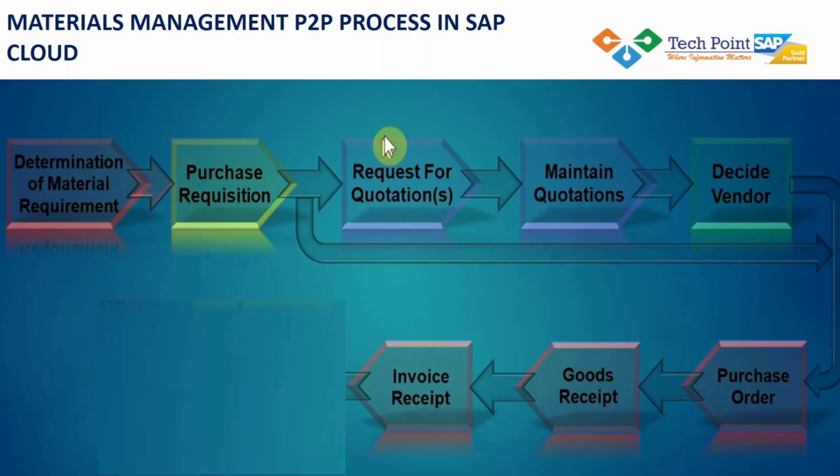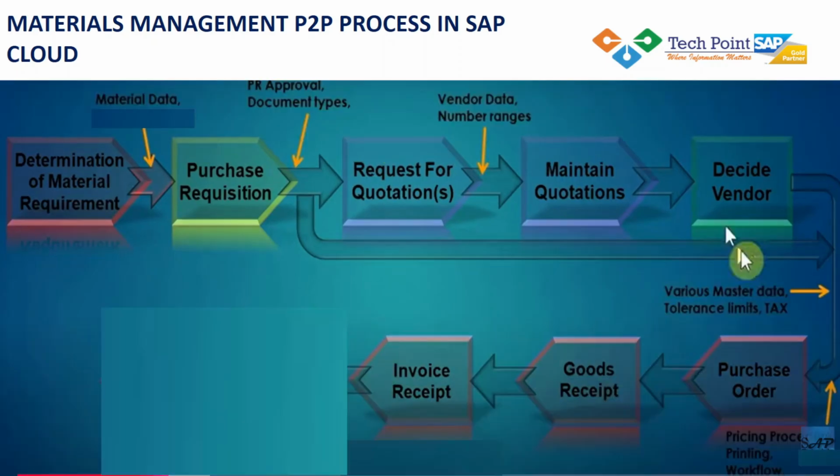Once the goods are received at the company premises, then gate entry is done and goods receipt is done at the stores, and subsequently the invoice receipt is done by the team. This is the complete process flow for the materials management P2P process. Now we will follow each of the steps mentioned in this flow diagram and complete our test cycle.